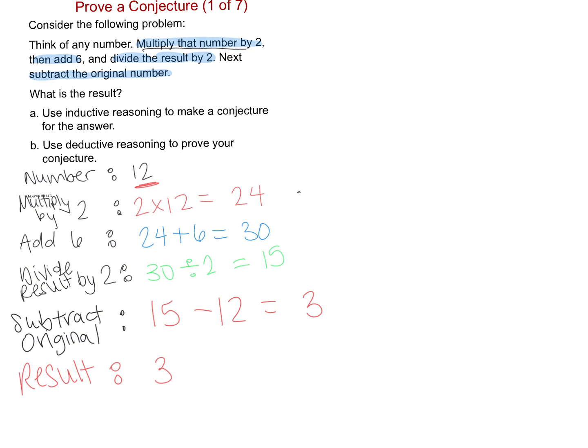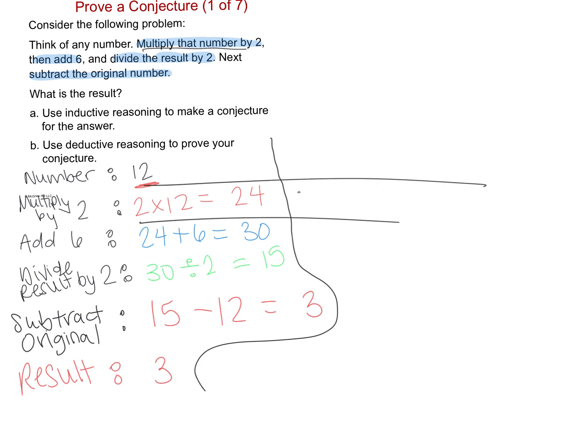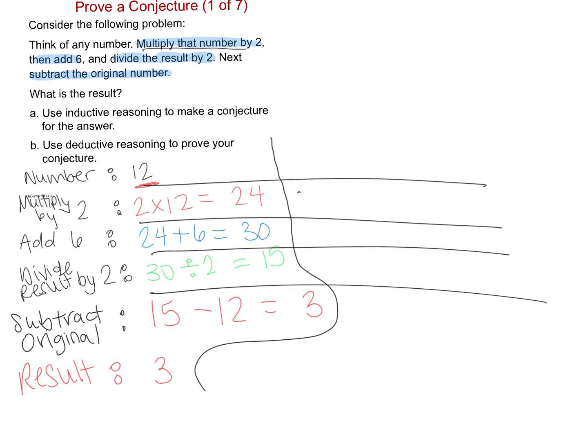Okay, well, let's try one more. Let's try a different number and see what happens, all right? Let's try something kind of out there. Let's try 43, okay? So I'm just going to draw lines here to show that I'm going to do all the same operations, all right? So I'm going to start with 43 this time, and feel free to do whatever number you want.